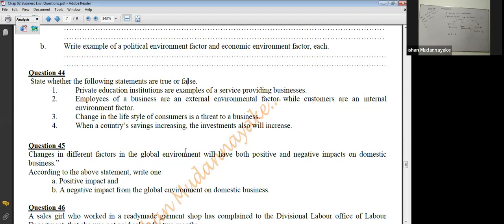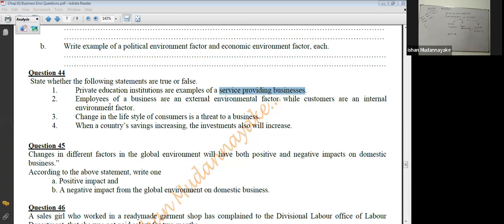Then quickly we will discuss question number 44, and then we will stop for the day. State whether the following statements are true or false. Private education institutions are examples of service providing businesses. True or false? True. Yes, this is correct.